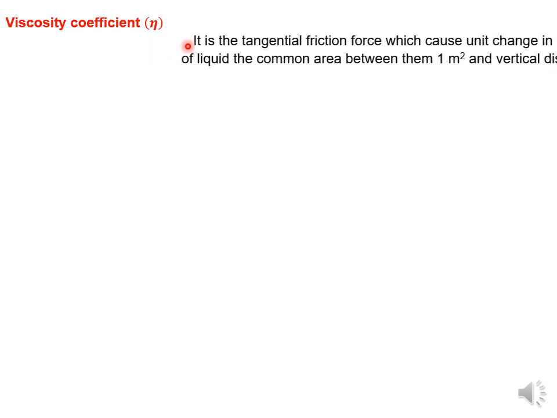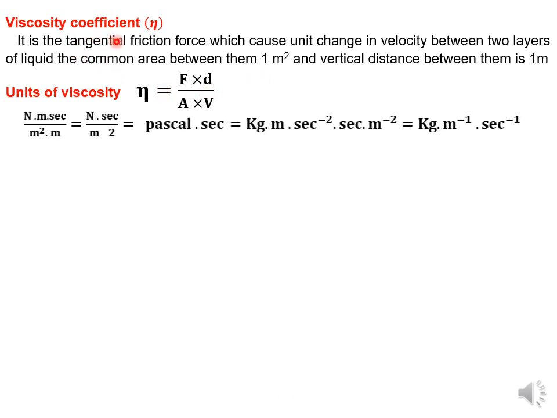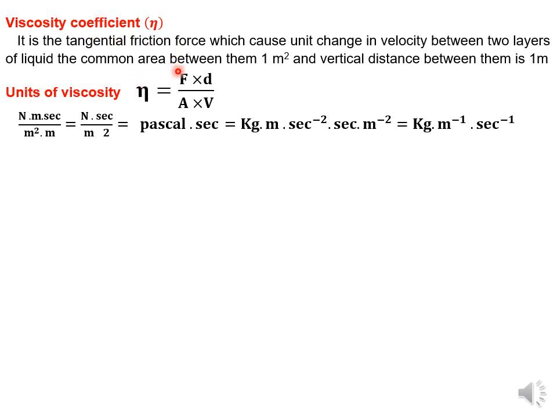Viscosity coefficient, eta. It is the tangential friction force which causes unit change in velocity between the two layers of liquid, when the common area between them is 1 meter square and the vertical distance between them is 1 meter.